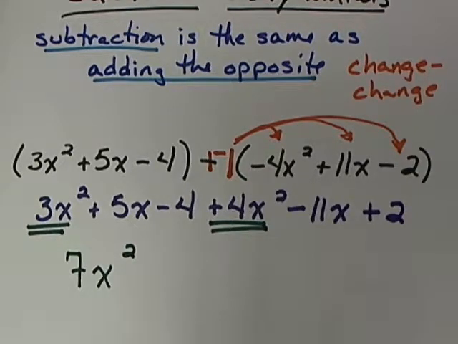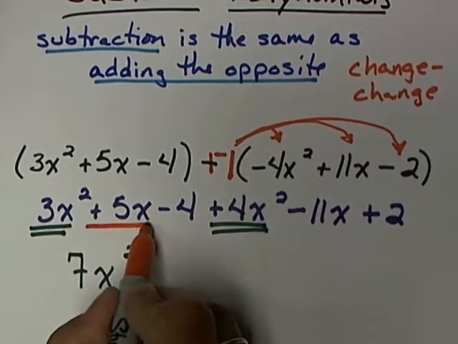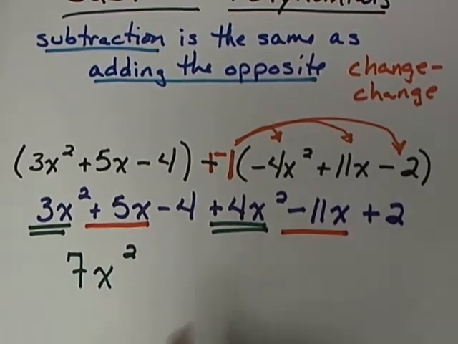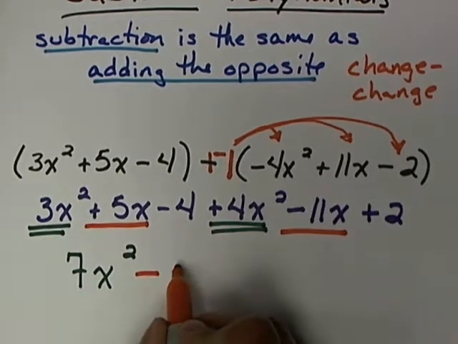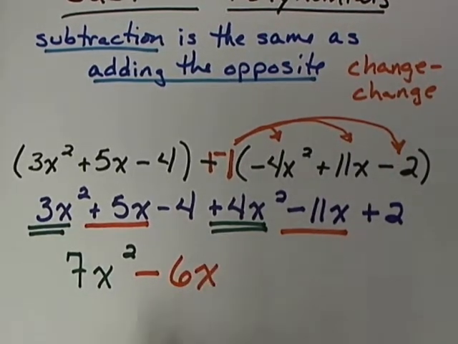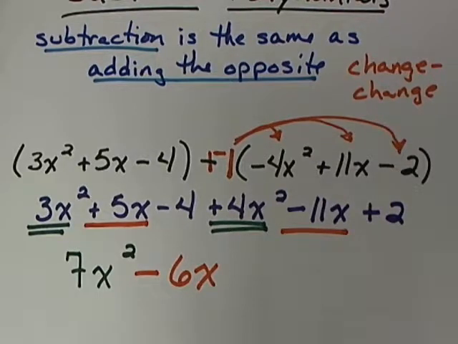Then you look for your x terms. Here's a 5x, here's a negative 11x. Remember, the sign in front of the term goes with the term. That's why I underline it to go with it. 5 and a negative 11 ends up being a negative 6x. You can use that negative as a subtraction to separate your terms.